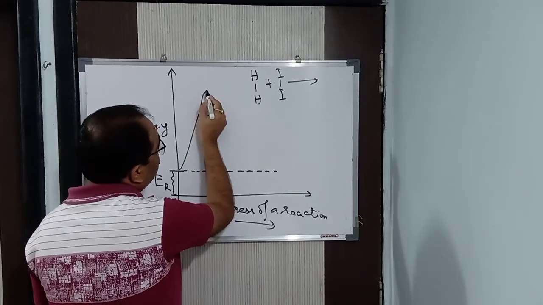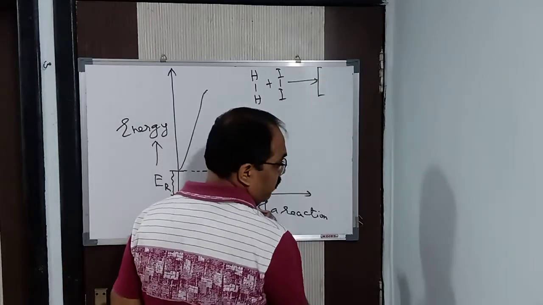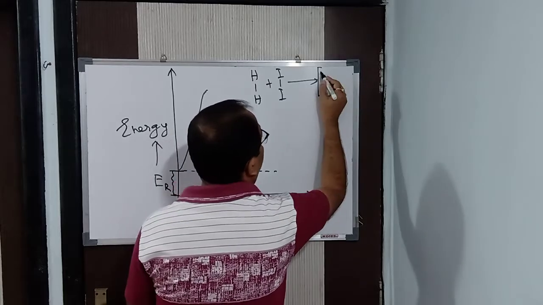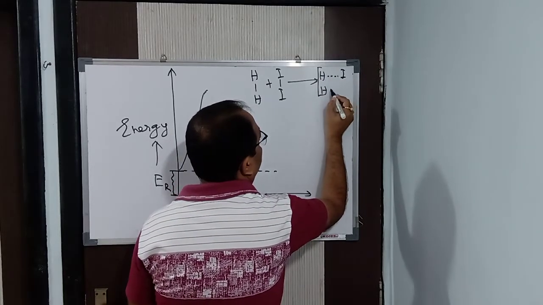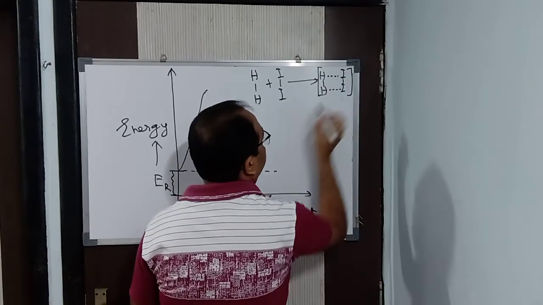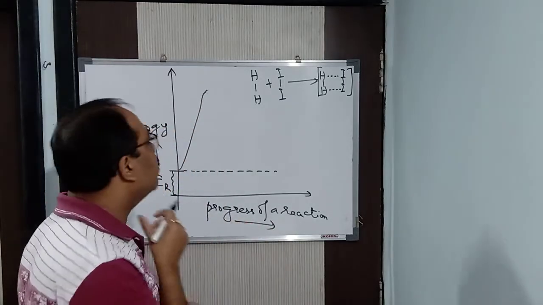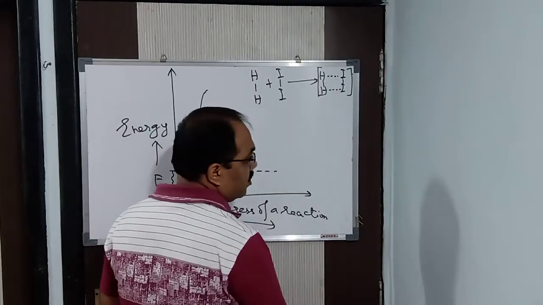Now when it reaches here, what is going to happen? It is going to form an activated complex, a transition product, an addition product. That is, a bond will develop between H and I. A new, loose bond is going to develop between H and I. This is called the activated complex or transition state.